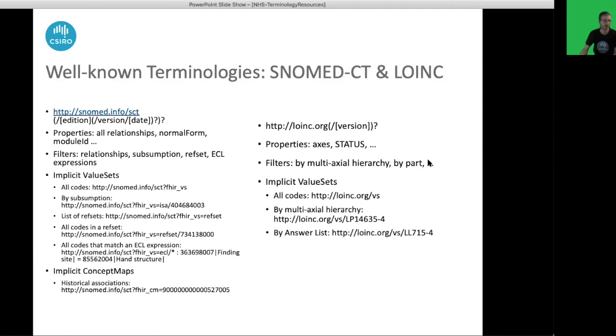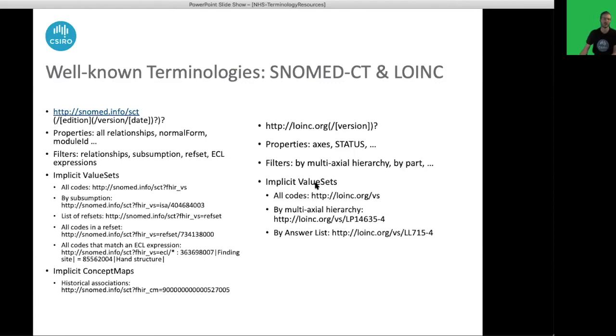LOINC also has some of these fixed characteristics. So its URL is always http://loinc.org. And you can append a version if you want to be specific about a certain version. The LOINC version syntax is just sort of x.y, so 2.68 or something like that. It defines properties for all of the LOINC axes, so method, type, time aspect, property, etc. As well as for status, which can tell you whether a code is deprecated or not. It defines filters by multi-axial hierarchy, as well as by part, and a bunch of other filters.